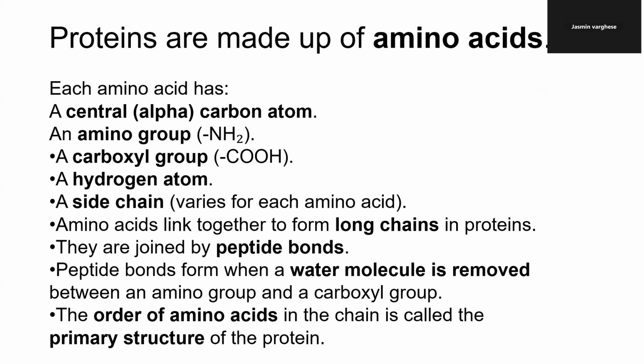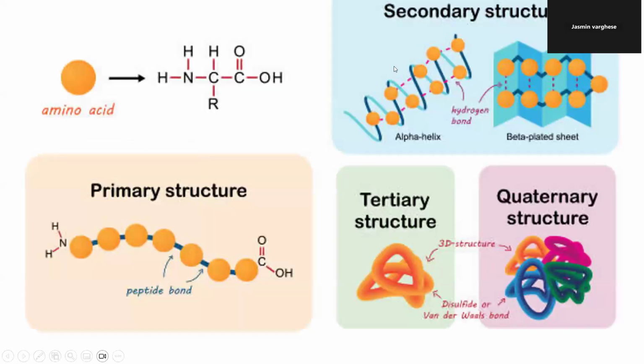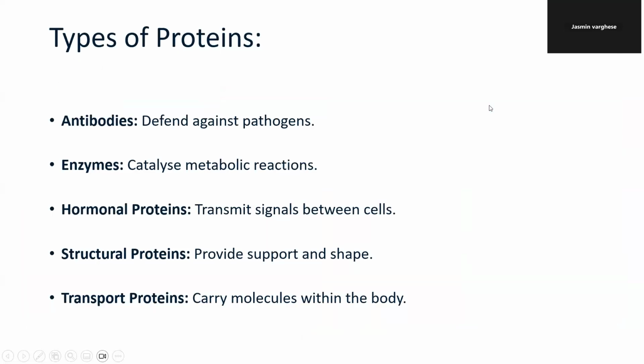So the basic structure includes a central alpha carbon atom, an amino group, a carboxyl group, a hydrogen atom, and a side chain. So here you can see a central carbon, the hydrogen, the carboxyl group, and a side chain. So this is the basic structure of a protein. And also we can see the primary, secondary, tertiary, and quaternary structures.